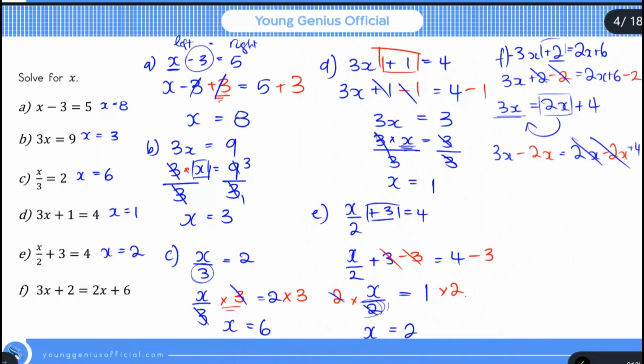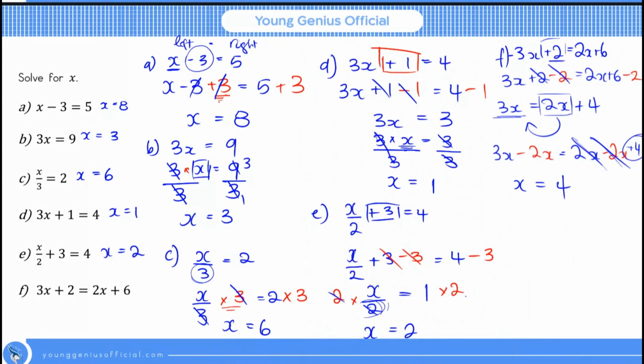Excuse my handwriting. And so 3x minus 2x is equal to just x, or you could say 1x, which is simply just x. And so x is equal to 4, because 2x cancels 2x, and we're left with just the positive 4.